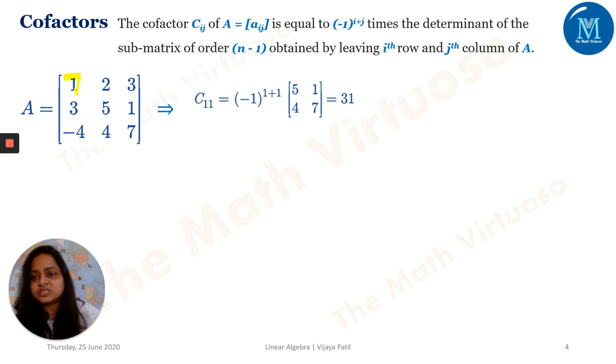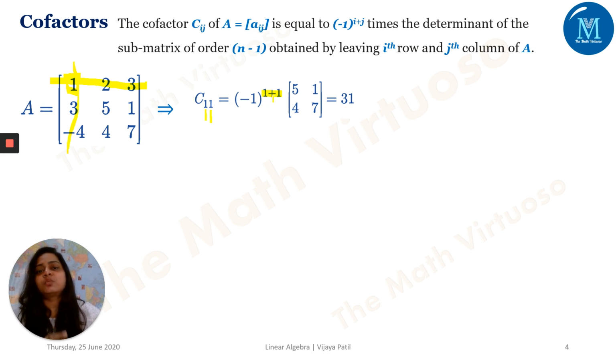So the cofactor of this 1 is equal to minus 1 to the power 1 plus 1. Where has this 1 plus 1 come from? This is 1 and this is 1, the position of this particular element. Then, as we have seen in the minors, we have to hide the first row and the first column. We are left with 5, 1, 4, 7. We have to find the minor of this, and the minor is coming out to be 31.